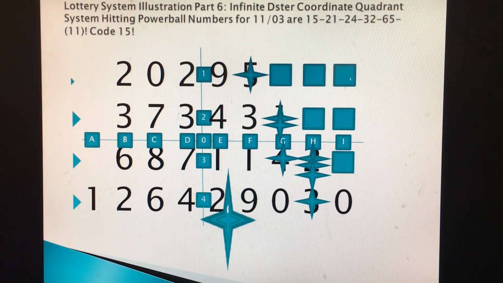And 65 is not in any quadrant and can be placed in the blue box in quadrant 1. And 11 is also in quadrant 4. So there were only two quadrants with the winning numbers, quadrant 2 and quadrant 4. And as you can see, our main numbers are all in quadrant 4. So quadrant 1 and quadrant 3 have no winning numbers.